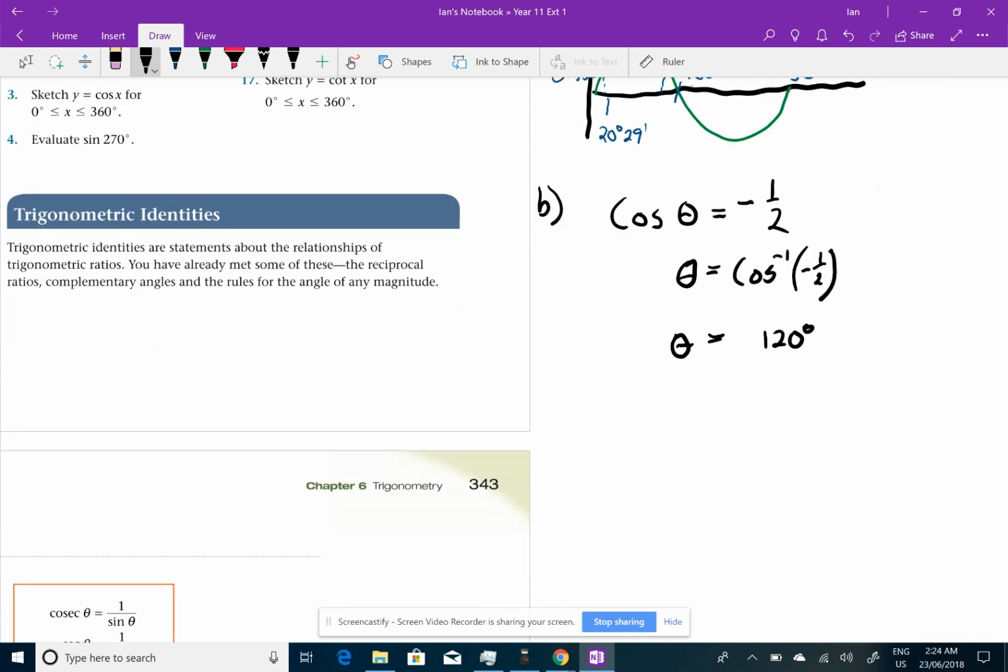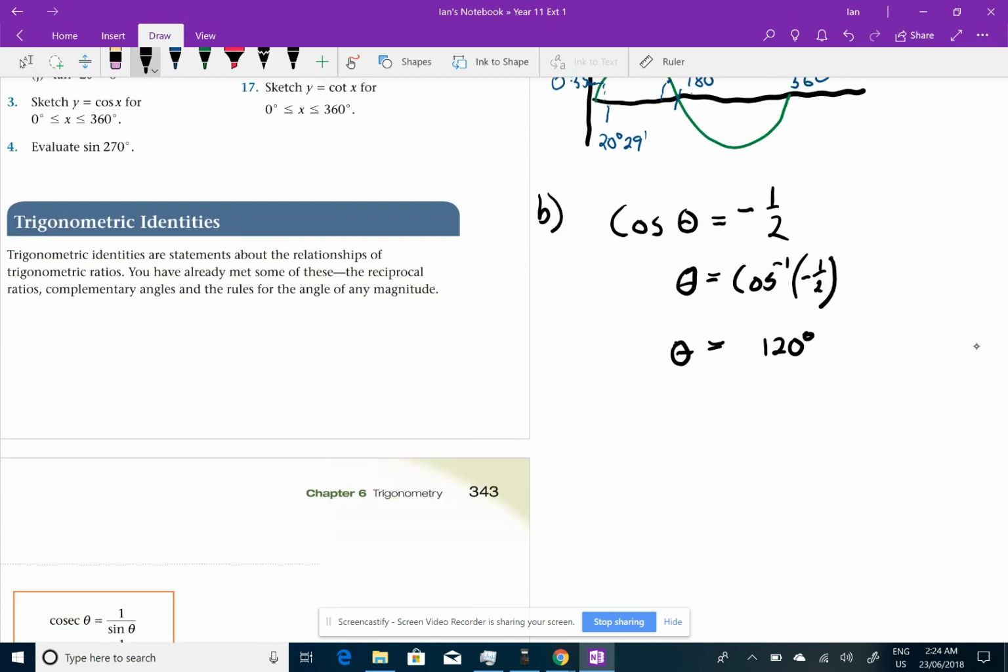Well, let's have a look at the cos curve. And the cos curve goes like that. So you can see why it didn't give us an acute angle, because it's a negative value. Negative a half is about there. Remember, 1 is here. So the first one it's given us is this one here, and that's 120.